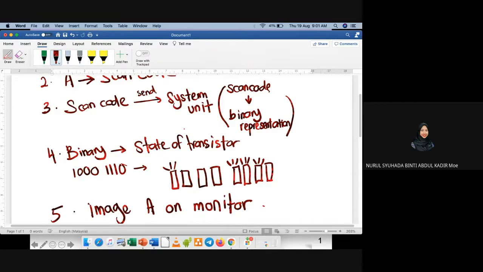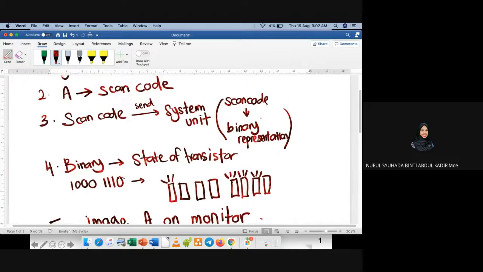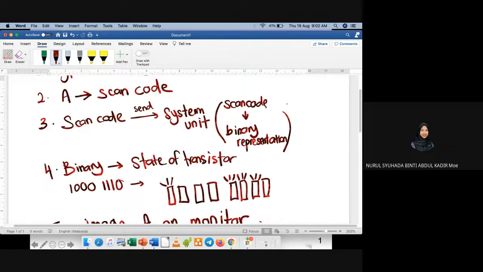Okay, within a millisecond, a nanosecond, sekejap je kau tekan terus kau nampak A kan? Sebenarnya inilah prosesnya. So, Miss kenapa kita nak kena belajar 1.3 ni Miss, coding scheme? Okay, dia terlibat di sini.